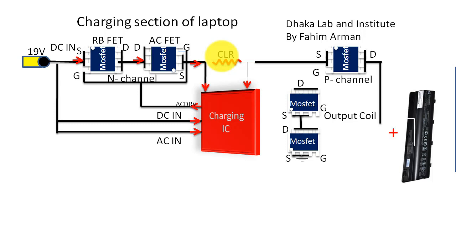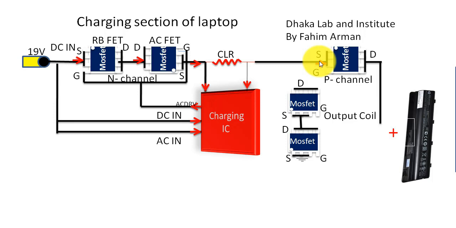The charging IC will get the sense that 19 volt has come out from the MOSFETs perfectly. CLR is called the current sensor resistor. This 19 volt also goes to the source point of another MOSFET. This is called the discharging MOSFET.